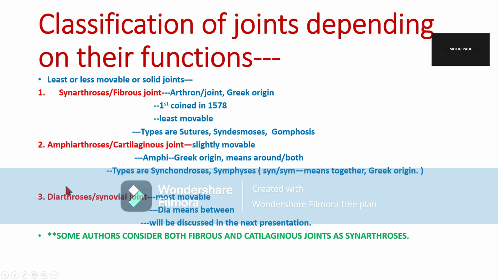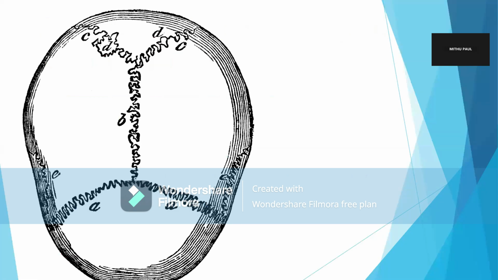Diarthrosis or synovial joints are the most movable joints, and as it is a single big topic for discussion, I will cover the whole of it in the next presentation. So keep an eye on it.